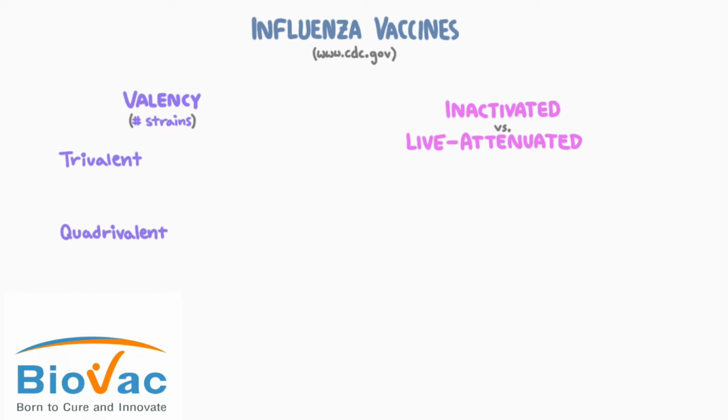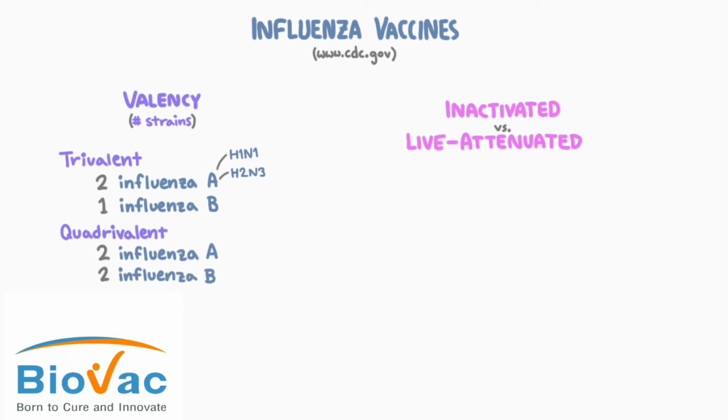So as far as valency, right now there are trivalent and quadrivalent vaccines that cover 3 and 4 different strains respectively. And right now in the 2016 to 2017 flu season, the trivalent influenza vaccines contain hemagglutinin and neuraminidase components from 2 subtypes of influenza A, H1N1 and H3N2, and 1 influenza B lineage.